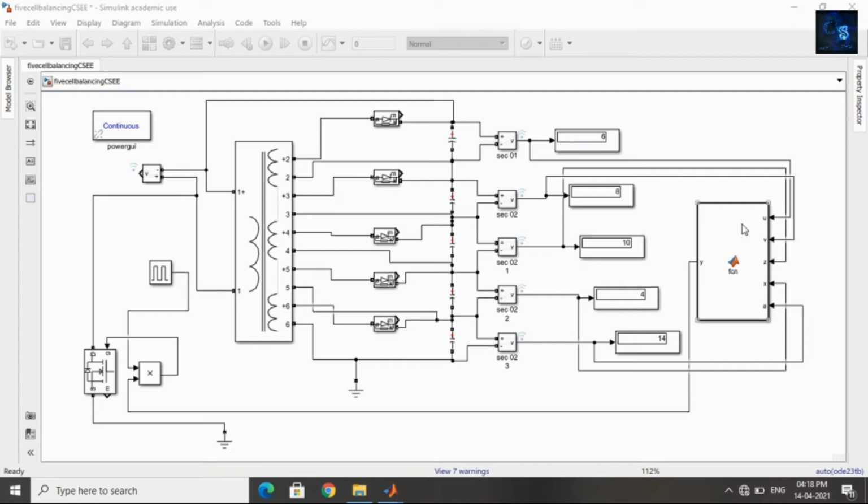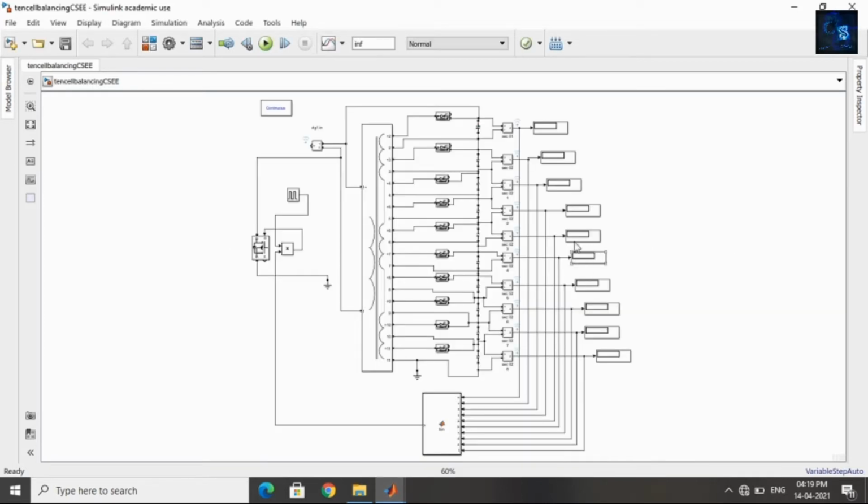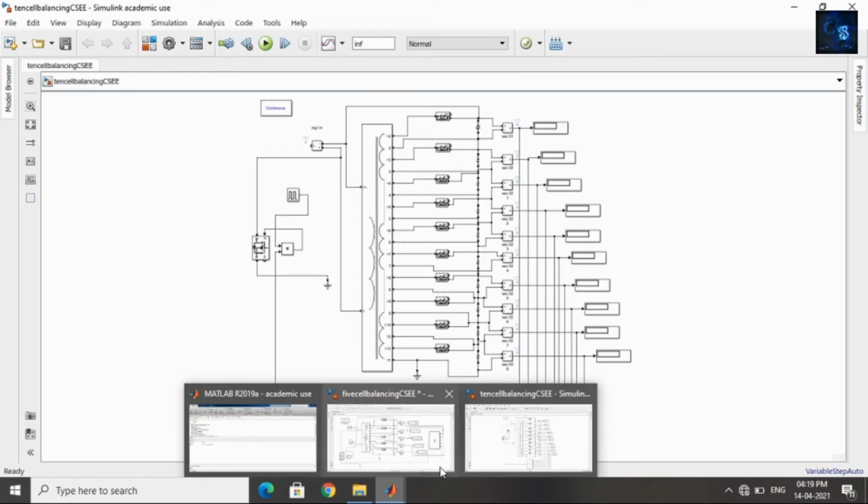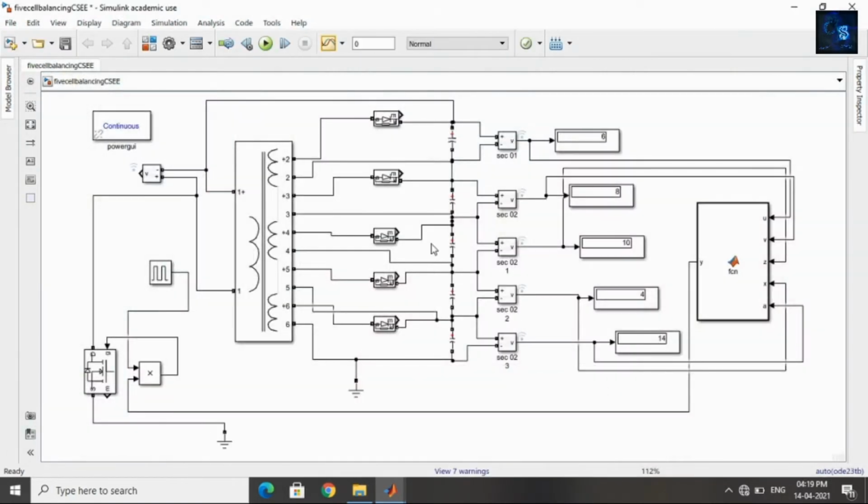In this video, I will discuss active cell balancing to balance 5 cells and 10 cells. Here is the model of balancing 5 cells and here is the MATLAB Simulink model to balance 10 cells. Now I will run this model. I will run both models and share the end results with you. Okay, first we will see how to balance 5 cells. This video will be just an introduction.